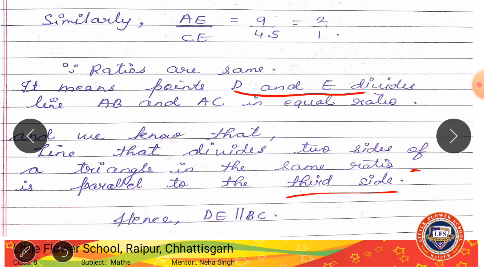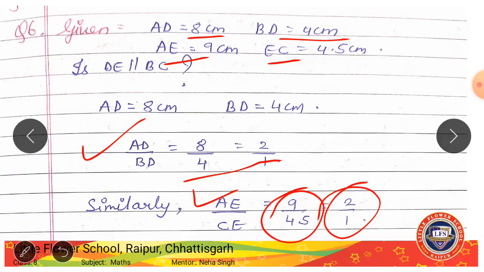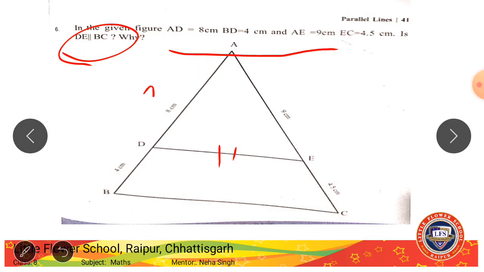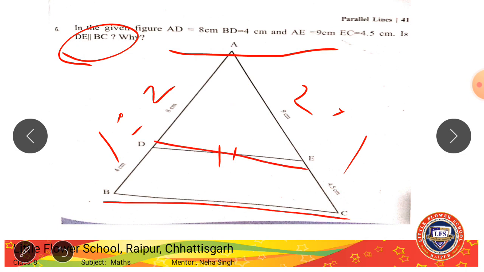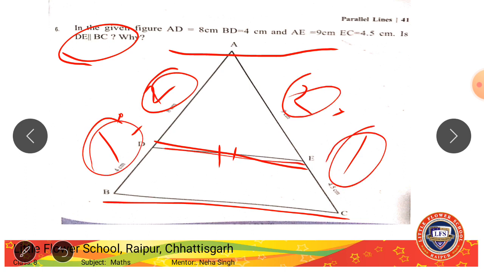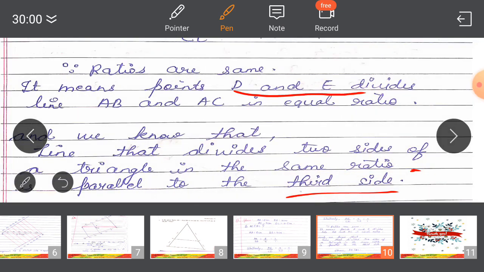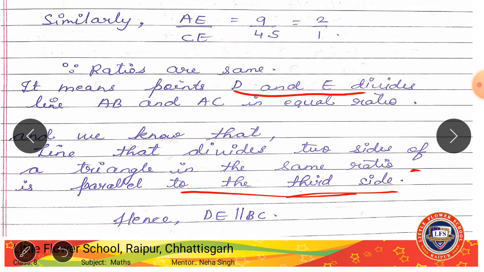So since the ratio is the same, see here, the ratio of this is 2:1 or 1:2, right? Here also this is 2:1. So we can say that this line will be parallel. See, here the 2:1 ratio is the same, which means these two lines are parallel. This is what you needed to find. This question will end with this statement, and hence you are going to write that DE is parallel to BC.